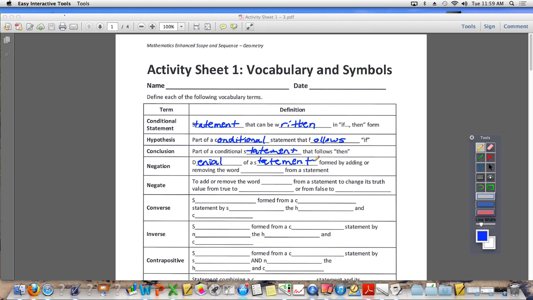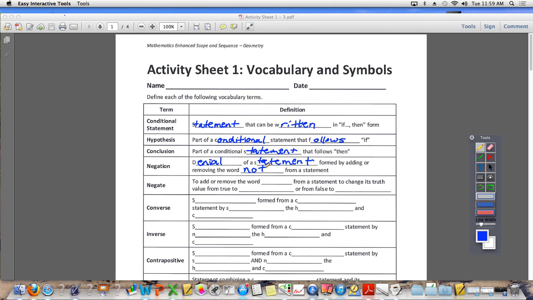So, for example, yesterday I said to you guys, if it is Saturday, then I will wear my red shoes. So the denial of that would be if it is not Saturday, and then the negation of the conclusion would be that I will not wear my red shoes. If it is not Saturday, then I will not wear my red shoes. You with me there? Yes.